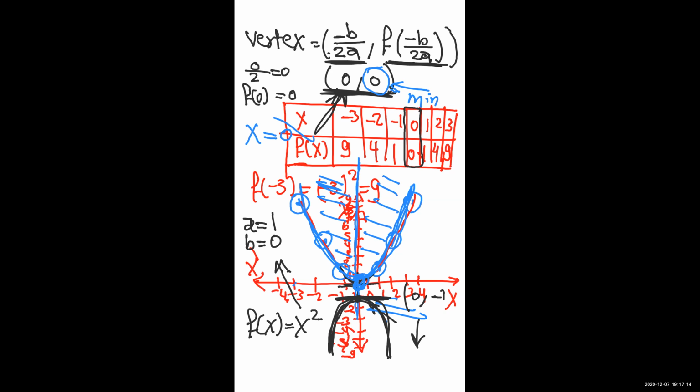This vertex point is (0, -1). So now 0 is the equation of the line of symmetry, and -1 is the maximum, because the curve opens downwards. This means the more we go down with the curve, the smaller the value of the function becomes.